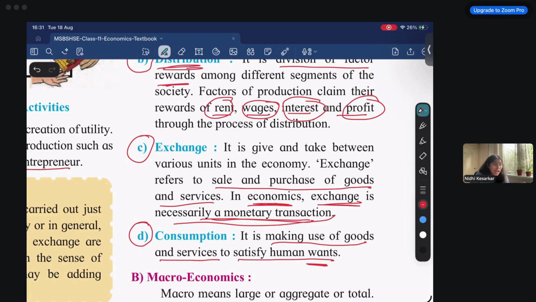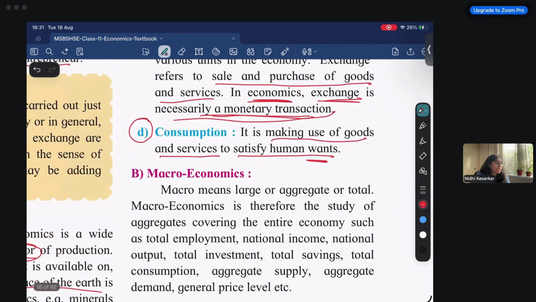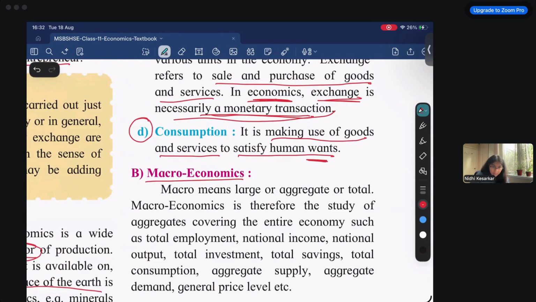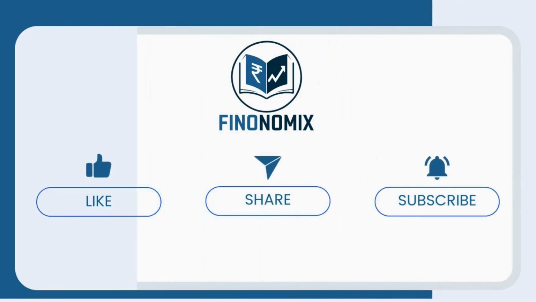I already have a video uploaded on the difference of needs and wants. Do check it out if you're still confused what is a want and what is a need. And yeah, that is all for basic characteristics of microeconomics. In the next video we'll start with macroeconomics. Okay.